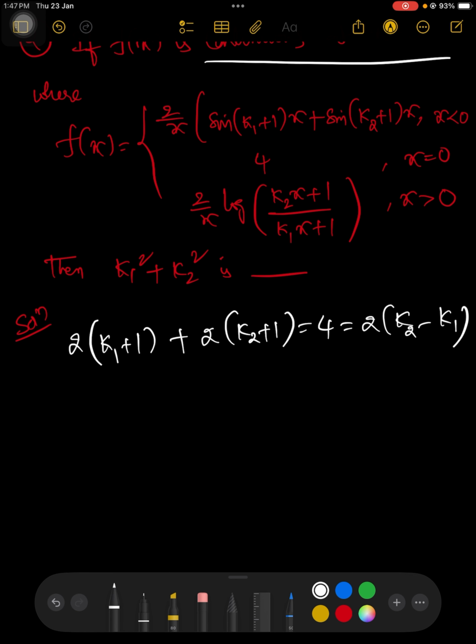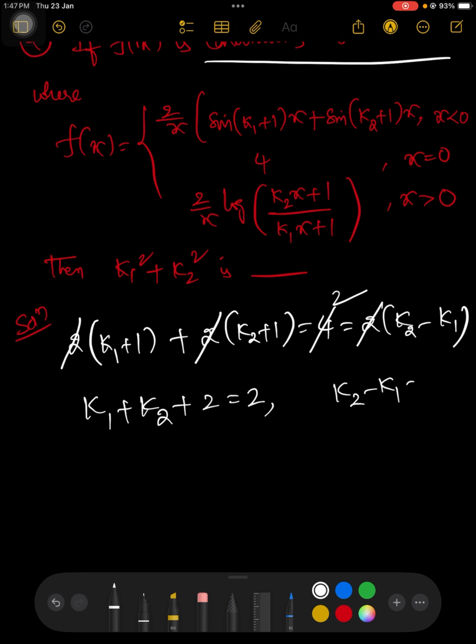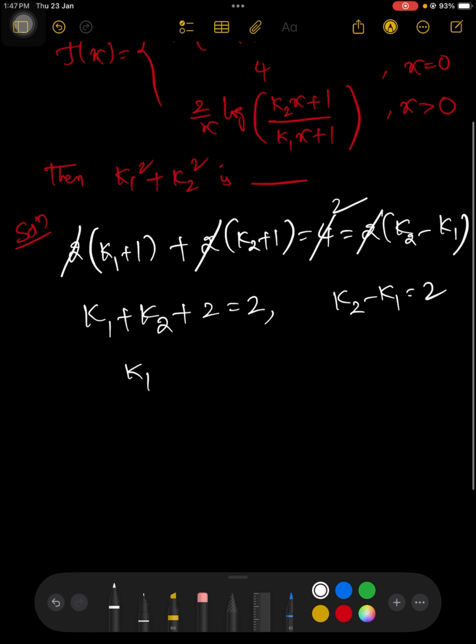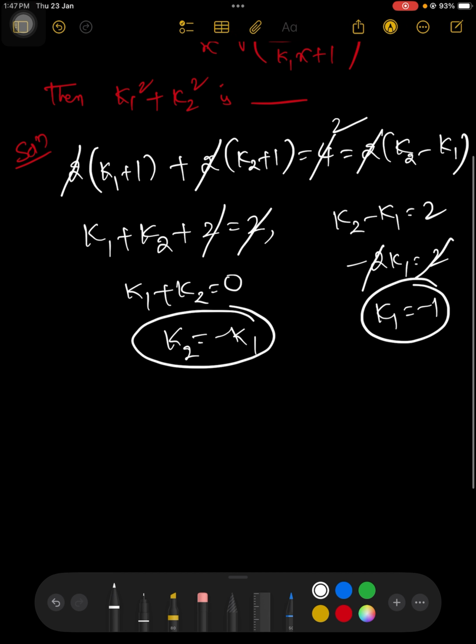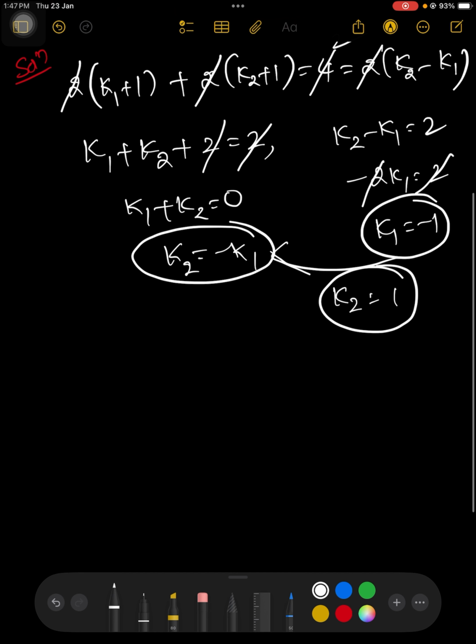Right. So you can equate both sides, then you can cancel with 2. Then k1 plus k2 plus 2 equal to 2, and k2 minus k1 equal to 2. Now here 2 gets cancelled, k1 plus k2 equal to 0, k2 equal to minus k1. You can substitute k2 here, minus 2k1 equal to 2. 2 gets cancelled, k1 equal to minus 1. In case of k1 equal to minus 1, you can substitute here k2 equal to 1. So we want k1 square plus k2 square, that is 1 plus 1, that is equal to 2.